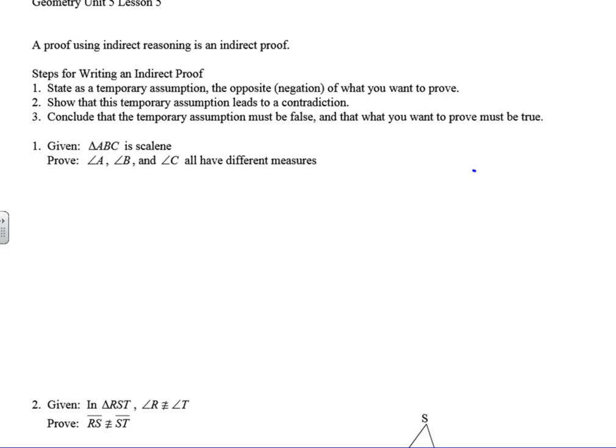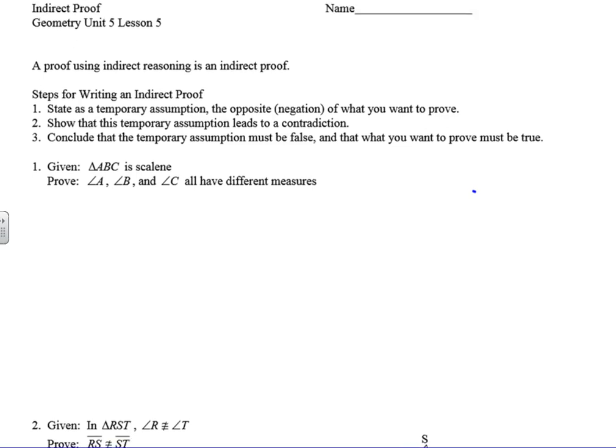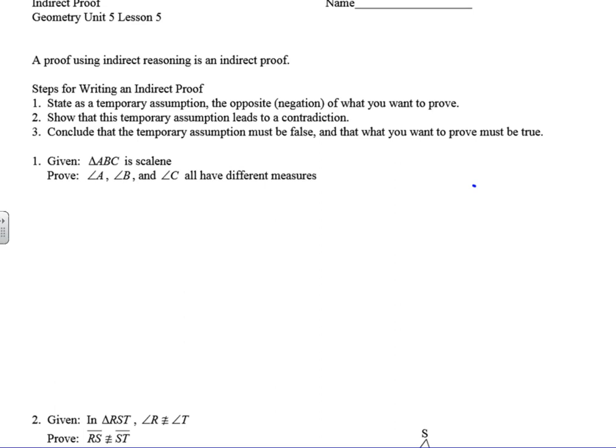We're looking at the second half of Unit 5, and we're going to talk about indirect proofs today. This is a little different approach than direct proofs, which is what the majority of what we've been doing so far this year. And so when we do that, here are the steps. We'll begin with that. The steps for writing an indirect proof.